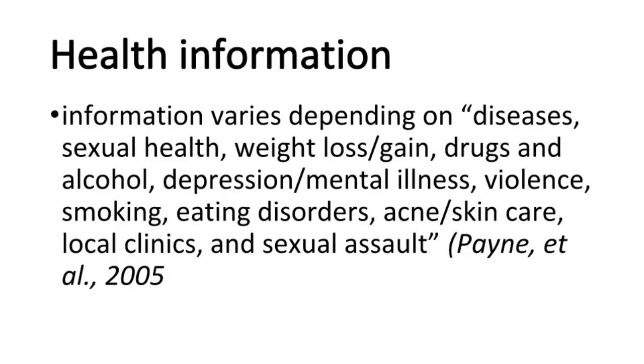The type of information varies depending on diseases, sexual health, weight loss, gain, drugs and alcohol, depression, mental illness, violence, smoking, eating disorders, acne, skin care, local clinics, and sexual assault (Payne et al., 2005). The information is critical as it may alter the health conditions of a person. Another important characteristic of health information is that it is continuously and rapidly changing. Thus, it should be timely, relevant, culturally appropriate, accessible, and delivered in a relevant format.